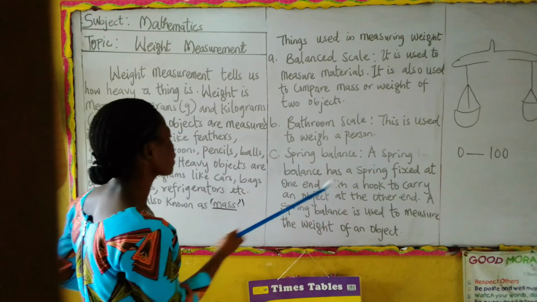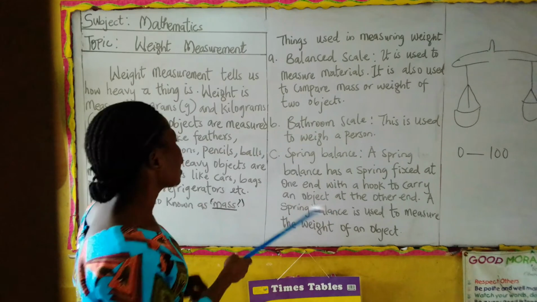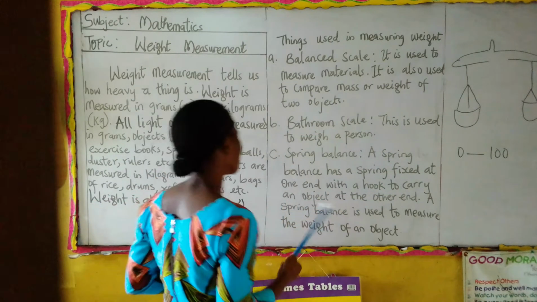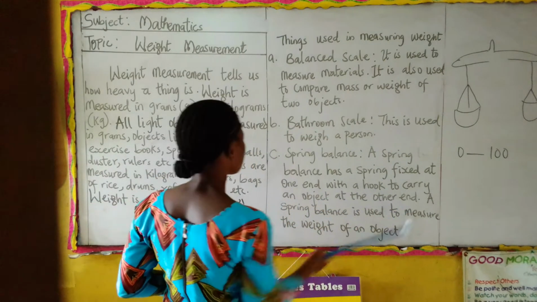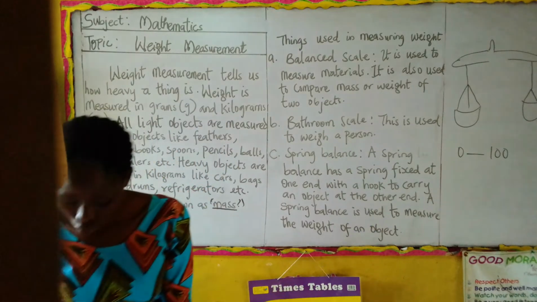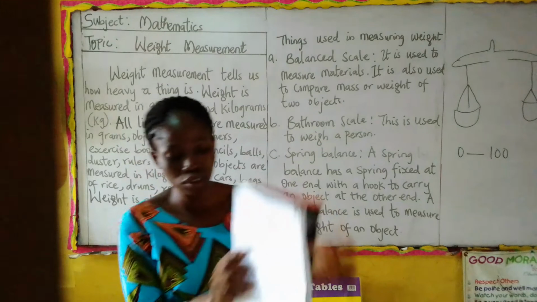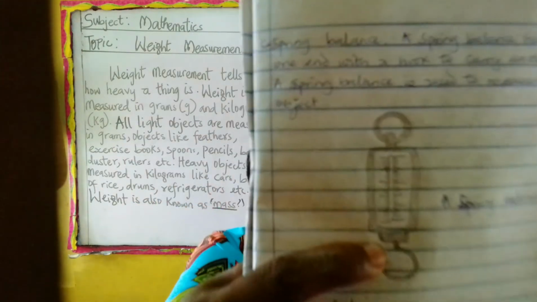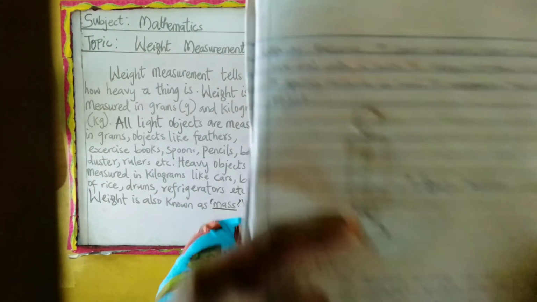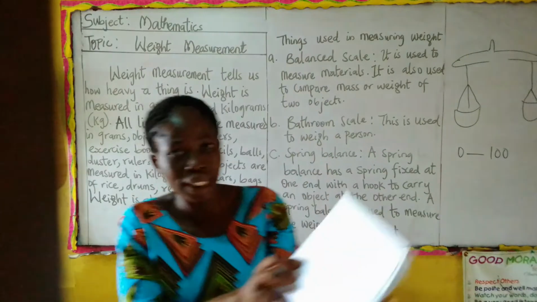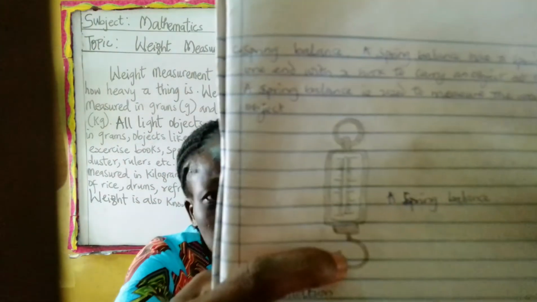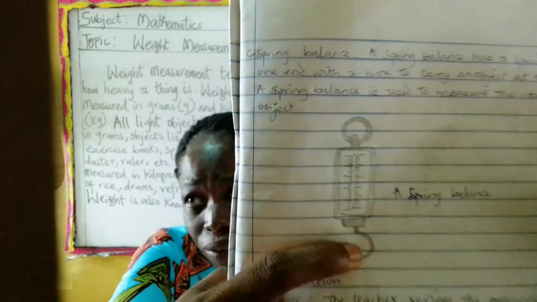A spring balance has a spring fixed at one end with a hook to carry an object at the other end. This is it. Let me show you how the picture looks so that I'm able to explain it better. At least I drew this one very bold so that you can see it clearly. Have you seen it? Good. That is how it is. And this here is the spring. It's a spring made of iron, okay?